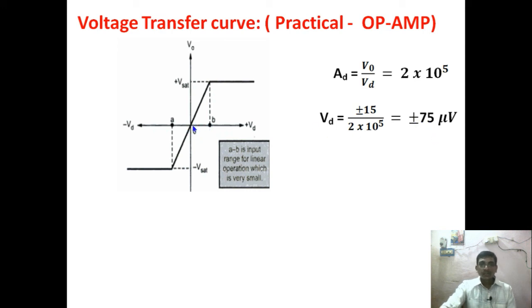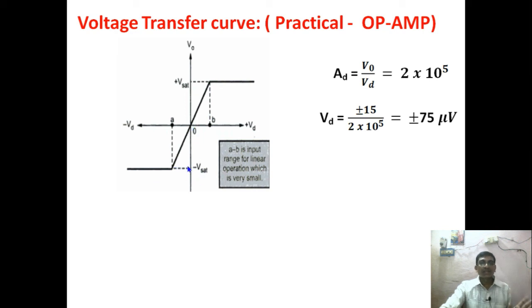Therefore, the input voltage range, the linear range of operation, is 0 to plus 75 microvolts on this side, and on this side 0 to minus 75 microvolts. Okay, so 75 plus 75, that is 150 microvolts. In this range only, our operational amplifier will work in a linear range. Thereafter, beyond plus 75 microvolts, the op amp output is plus V saturation.